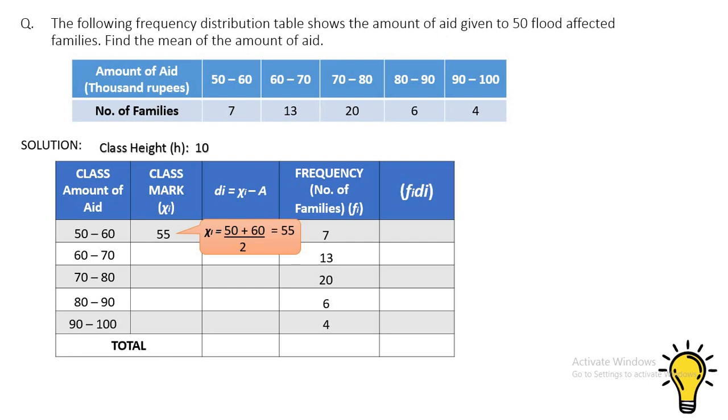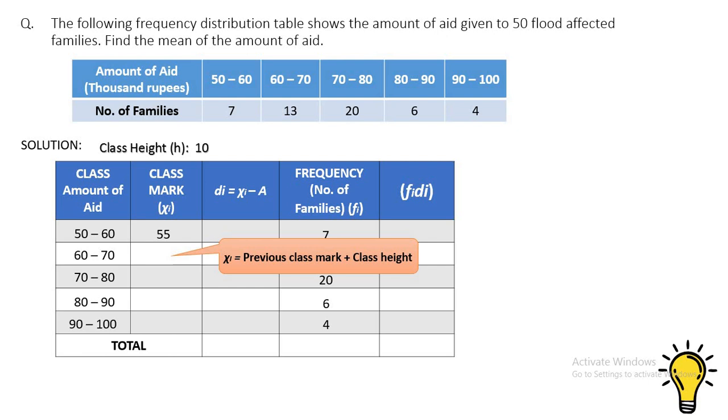Can we find out the class mark for the next one and the next one? Yes, we can, but I'm going to give you a shortcut method to reduce your time in your exams. Now, what is that shortcut method? You can also find out the class mark with the formula previous class mark plus class height. Let's see how it works. What is the previous class mark which we have right now? That is 55. And what is the class height we have? 10. So 55 plus 10 gives me 65.